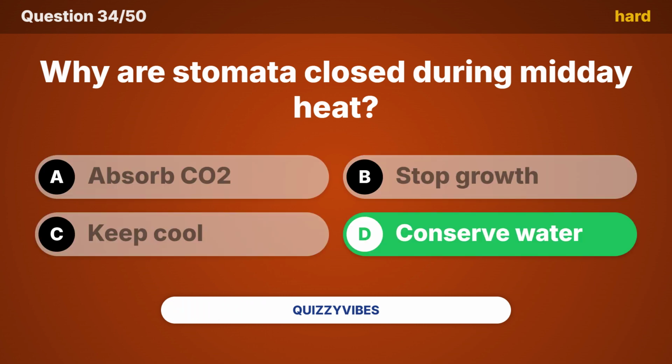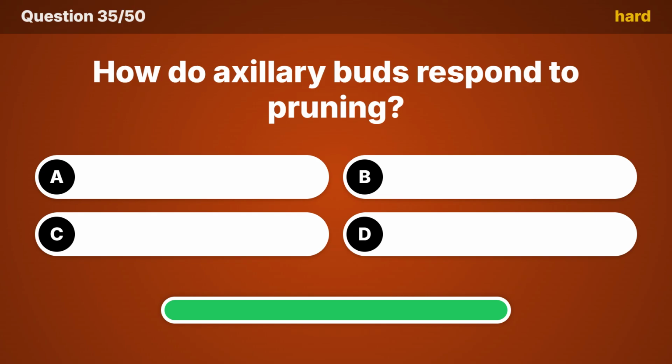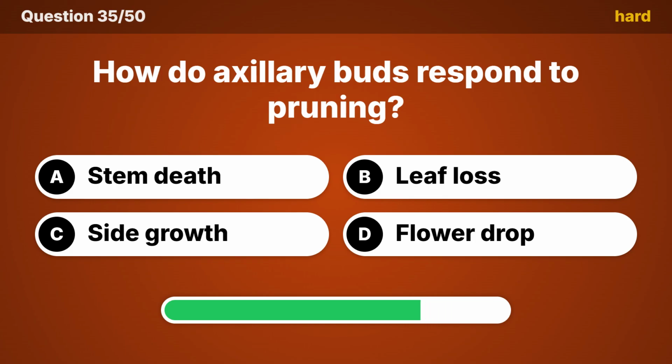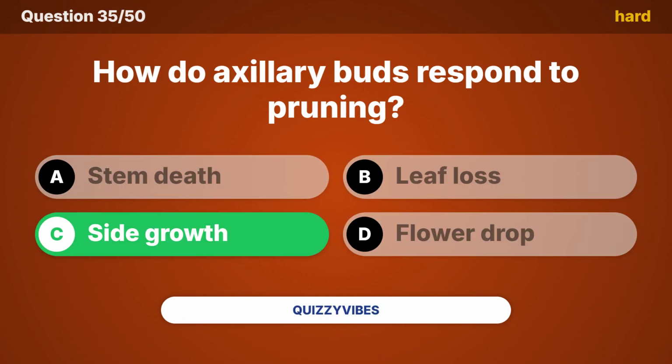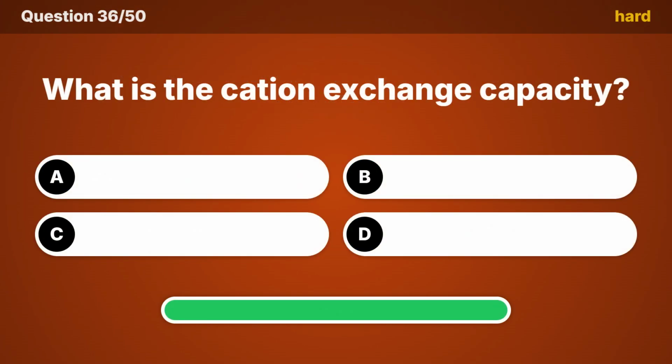The correct choice is conserve water. How do axillary buds respond to pruning? The correct choice is side growth. What is the cation exchange capacity?